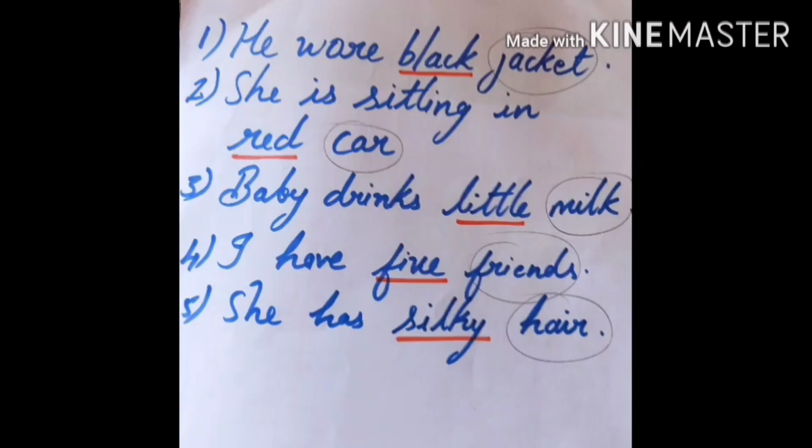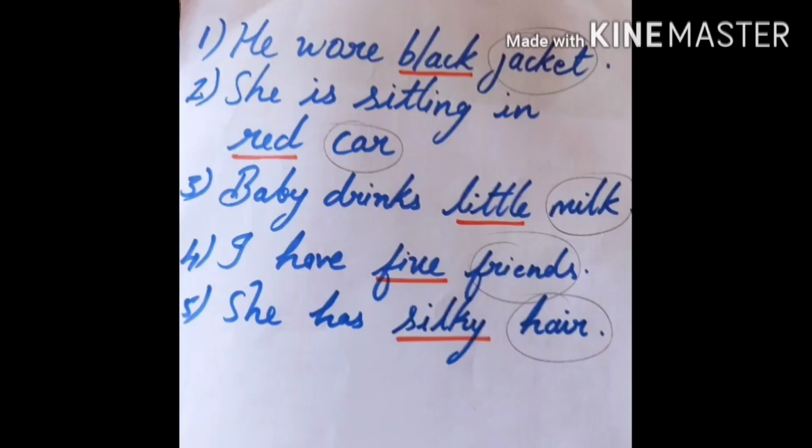We have few more sentences. He wore black jacket. Here the noun jacket is described as black. So black is an adjective. She is sitting in red car. Here red is again an adjective. Baby drinks little milk. So milk is very little. So little is an adjective. I have 5 friends. How many friends I have? 5. 5 is an adjective.